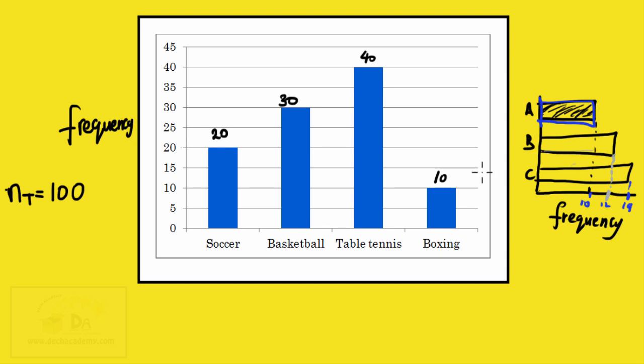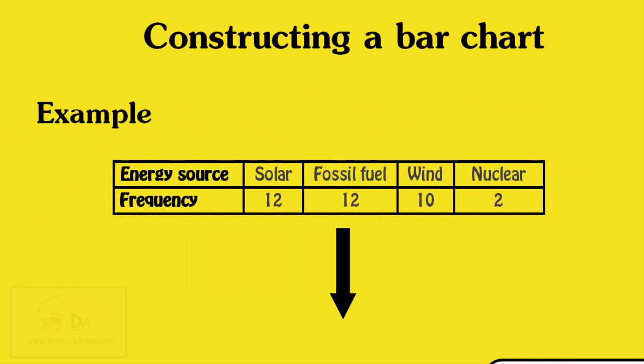So we're just going to have a look at another example. In this example, we're going to have to construct a bar chart from a frequency distribution table. You've seen this table before because we've used it in another example. Some scientists were asked to name their preferred energy source. From this table, you can tell that 12 scientists chose solar energy, 12 chose fossil fuel based energy, 10 chose wind based energy, and 2 chose nuclear based energy.